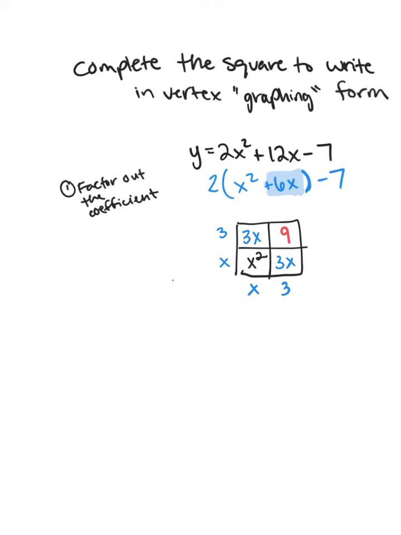Notice this doesn't match the original equation. So in order to write this in graphing, aka vertex form, we need to try to match our square to the original equation. So how we do that is we start writing the edges of our square. We've got an x plus 3 squared for each side of the square.